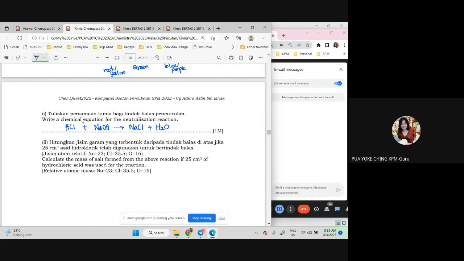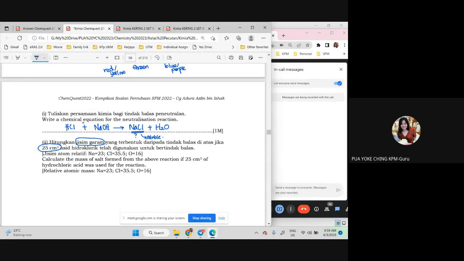Hitung jisim garam yang terbentuk daripada tindak balas di atas. So it means you need to know the mass of NaCl when 25 cm³ of hydrochloric acid is used. Okay, so this question is to identify the mass of salt. Even though we know that NaCl is soluble, we still calculate as usual.